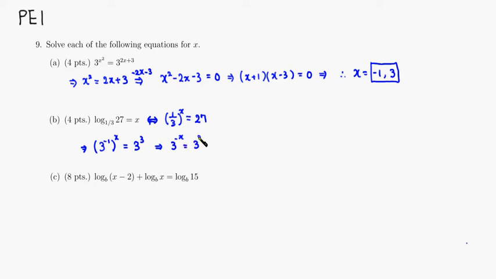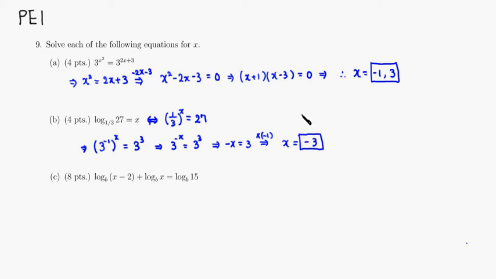The right hand side is already looking good, so I'm going to write it as 3 cubed. So this basically became the same problem as part A, and we have to match the powers. So -x has to be equal to 3. By multiplying or dividing by -1, we get x equals -3. That's the solution of that equation.